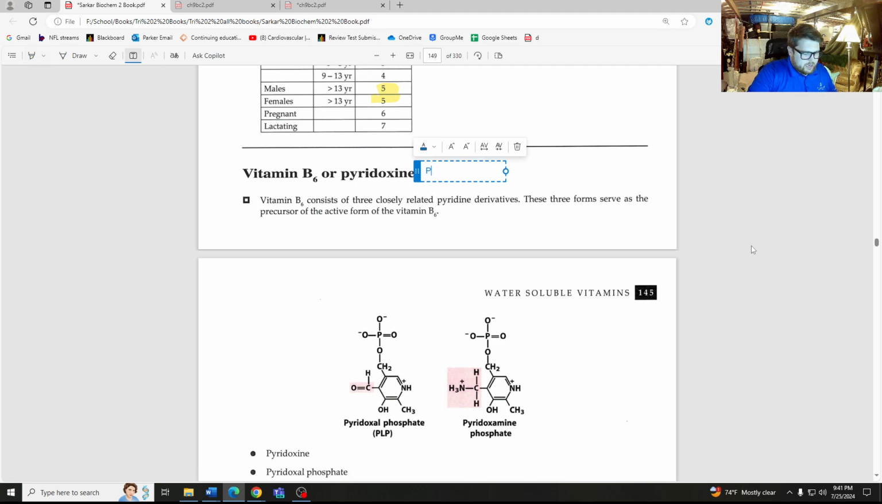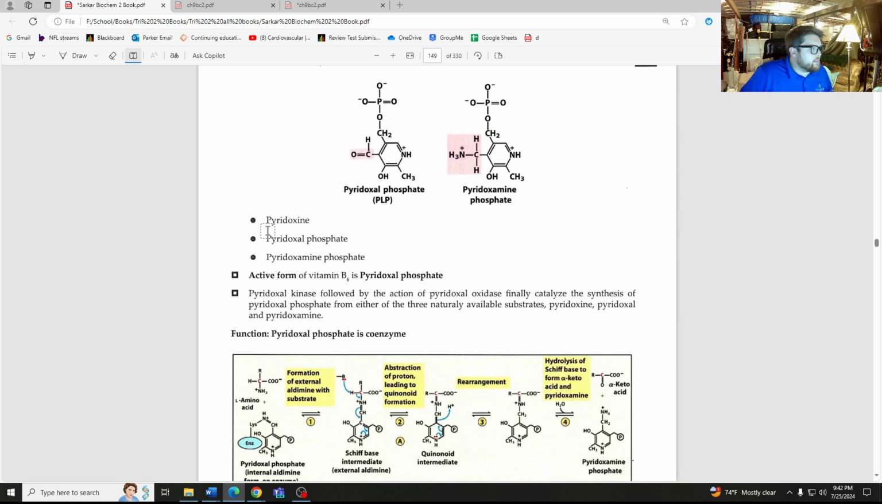Vitamin B6, aka pyridoxine. The active form of pyridoxine is going to be pyridoxal 5-phosphate. Pyridoxine, pyridoxal phosphate, pyridoxamine phosphate. So the active form of vitamin B6 is pyridoxal phosphate. You can add in the 5 or not.